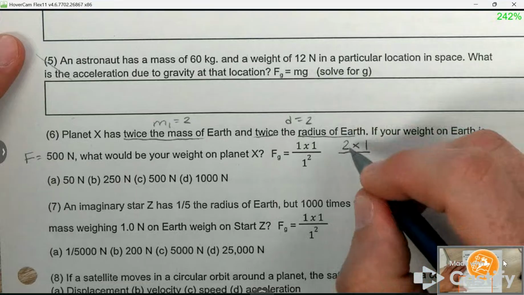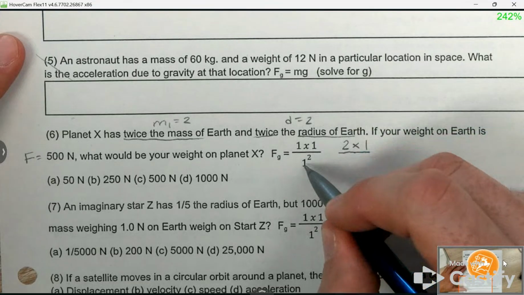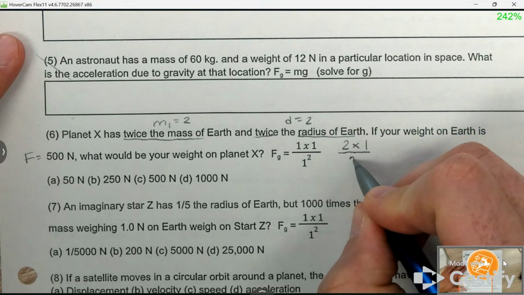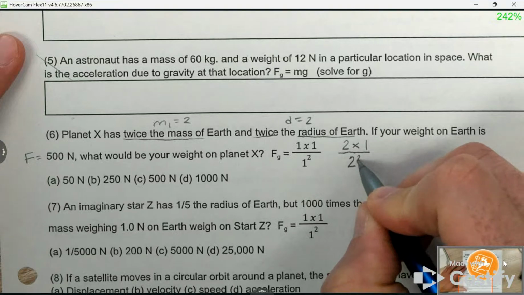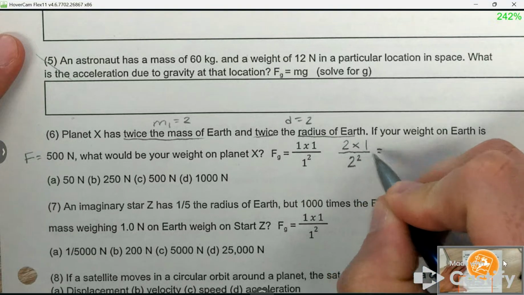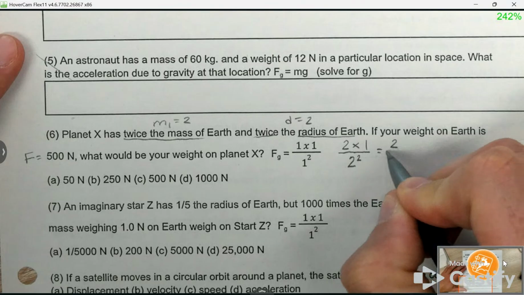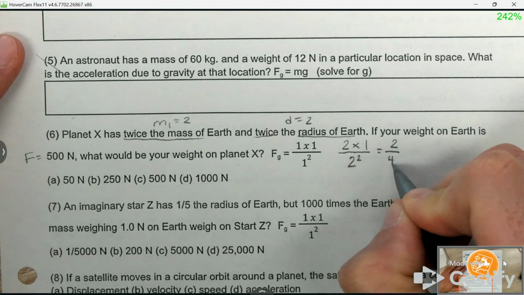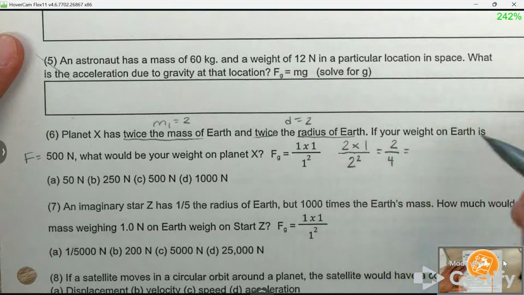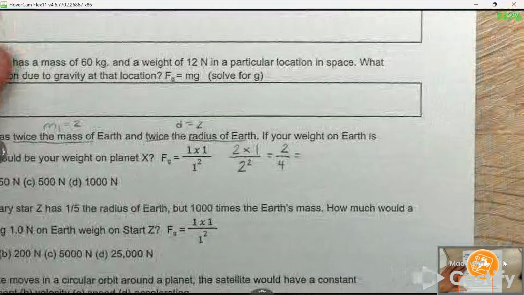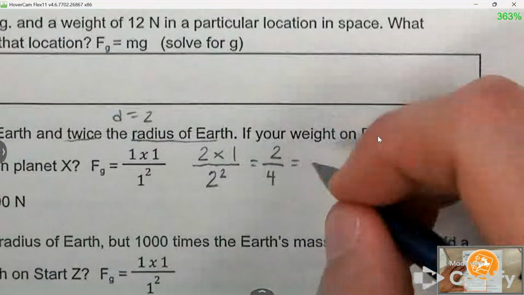but this planet has twice the radius. So instead of the distance being a 1, it is going to be a 2, and you have to square it. 2 times 1. 2 squared is 4. If you can reduce it, please do so. That's 1, 2. Yep.